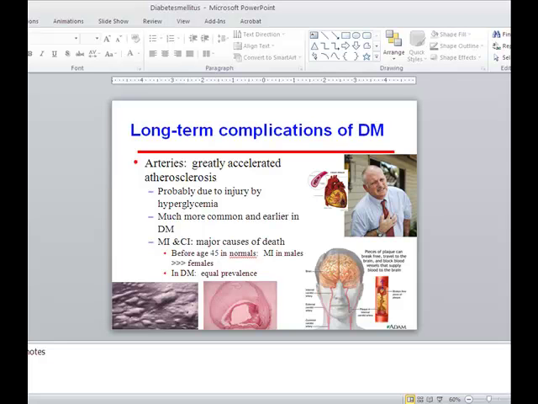Okay. Females who produce estrogen have some protective effect against myocardial infarctions. But when the individual has diabetes, whatever advantage is provided by the estrogen is counteracted considerably, so males and females have equal prevalence of myocardial infarction when they have diabetes for the ones under the age of 45.